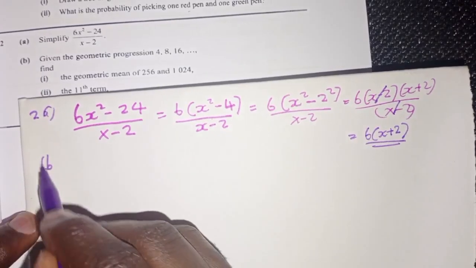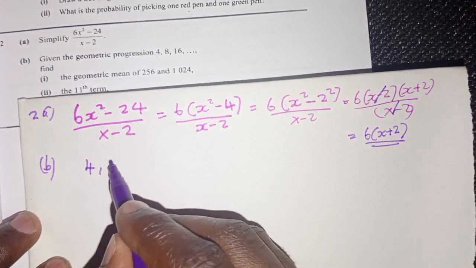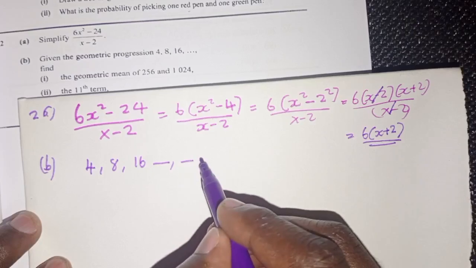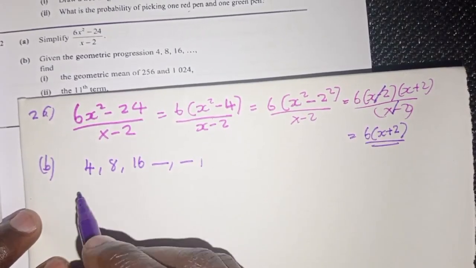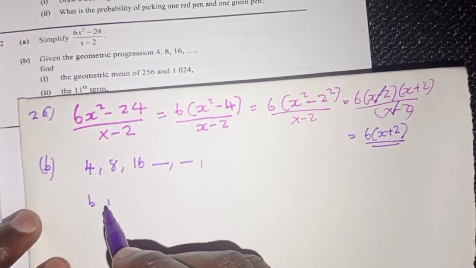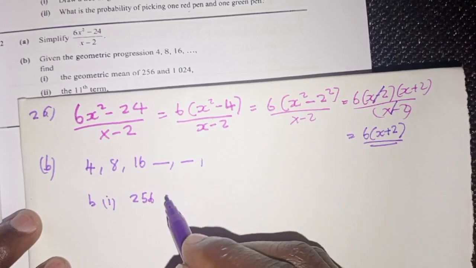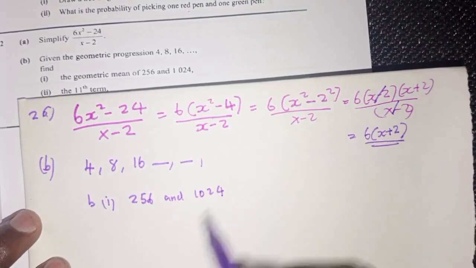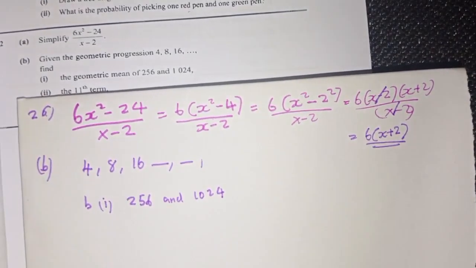And then B says, given the geometric progression 4, 8, 16, find the geometric mean of that. So for this one, B1, the geometric mean of 256 and 1024. For this one, it's very easy.